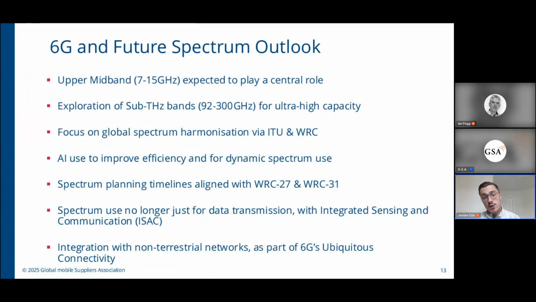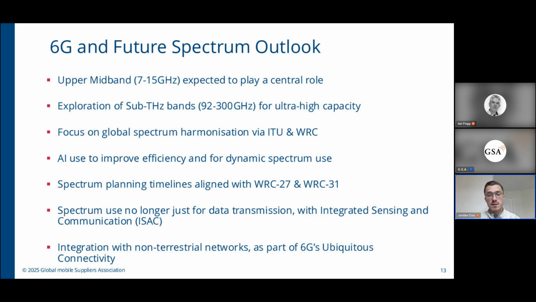And so to close the session, let's take a quick look at the longer term picture, focusing on 6G and the future of spectrum planning. One of the key expectations for 6G is that it will make use of upper mid-band frequencies, specifically in the 7 to 15 gigahertz range. And these bands are being explored as they offer a balance between coverage and capacity, making them strong candidates to support next generation services.